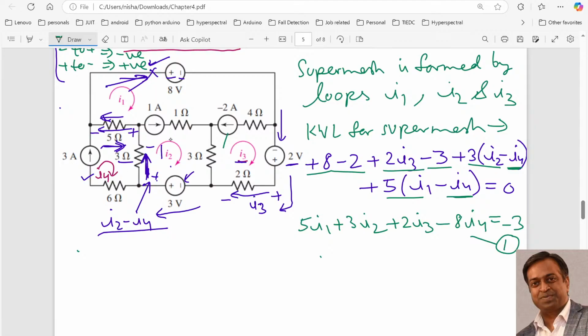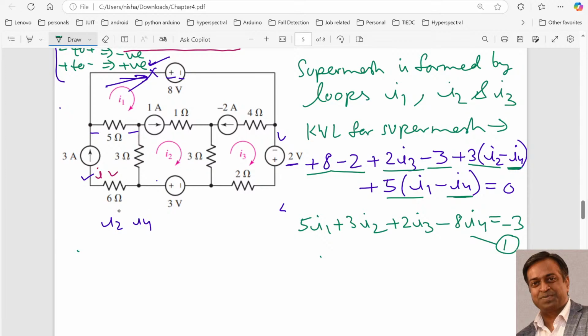Now for the other equations, how we will get the other equation? If you look, let me erase this. This is our I4, right? So if you look at this I4, now I4 is the loop current, and in this branch I4 current is flowing. Now we have this current source, and this is the only current source, so from this we can get that our I4 is equal to 3 ampere.